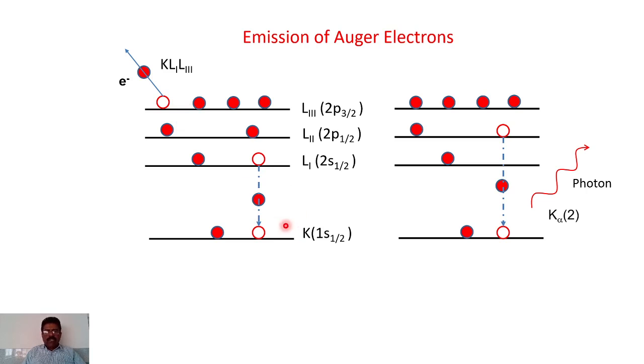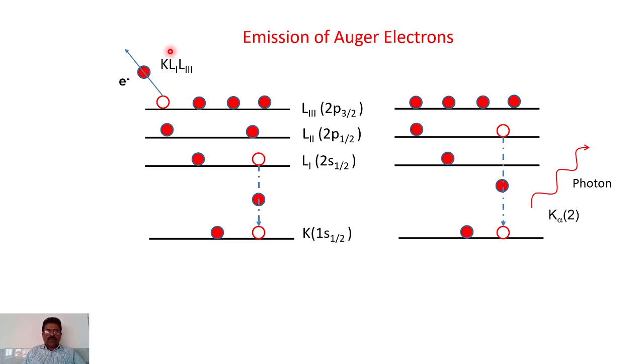Suppose now whatever the energy released here is utilized by this level, and the electron from this L3 level is made free. So this energy is greater than the binding energy of this electron, so it will be made free if it is absorbed here. This electron released in this manner is called the Auger electron. You can see here, this process is called the Auger effect.